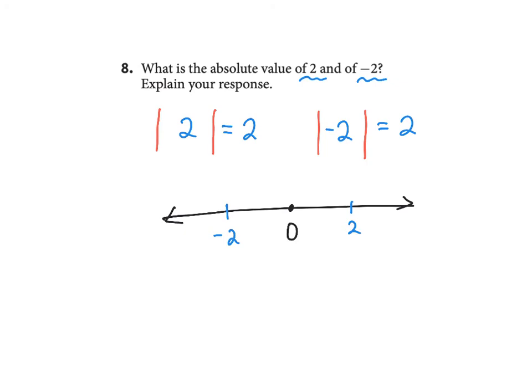So absolute value is the distance from 0 on a number line. That means from 0 to, let me put 1 in here so you can see better, -1. From 0 to 2, 1, 2. There is a distance of 2. Same way on the left side, 1 and 2. So there is also a distance of 2. So either a negative or positive number will become positive because distance cannot be negative. Alrighty?